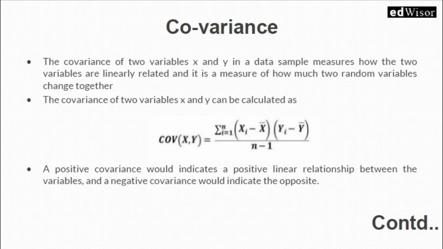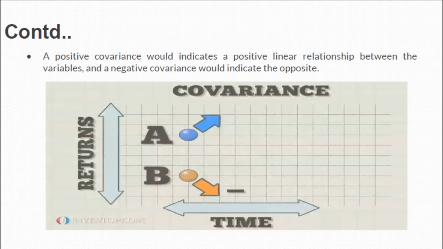Here is the formula to calculate the covariance between two variables, and the denominator represents n minus 1. The same rule applies here as well. If the data is a sample, then the denominator is n minus 1. If the data you are considering is the whole population, then the denominator will be n. A positive covariance indicates a positive linear relationship between the variables, and a negative covariance indicates a negative one. Let us look at a visualization, which will help us understand the concept better.